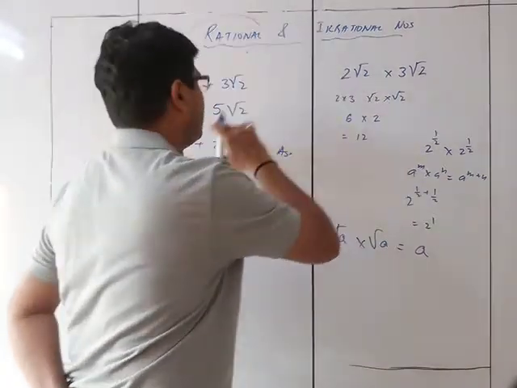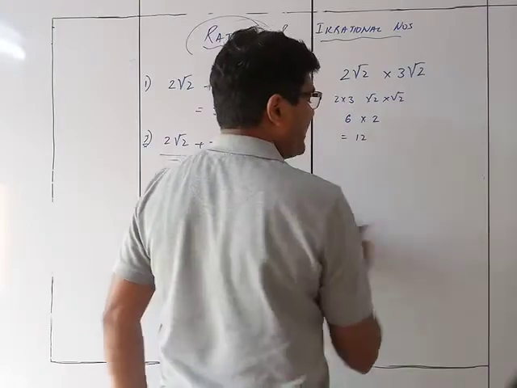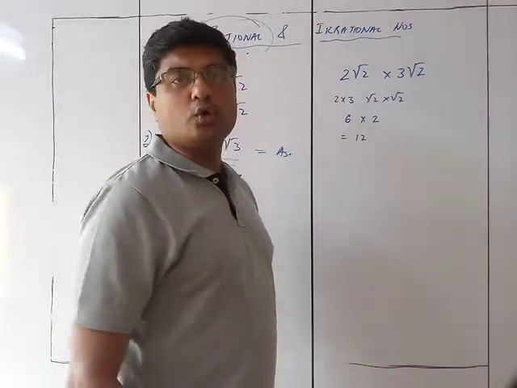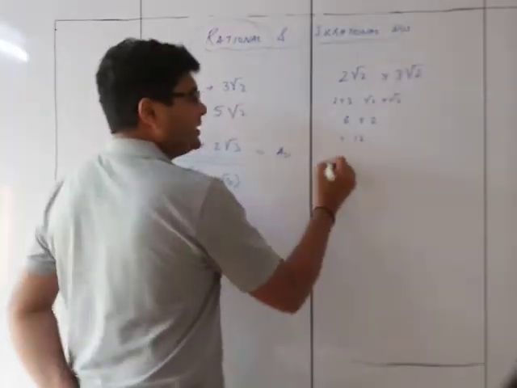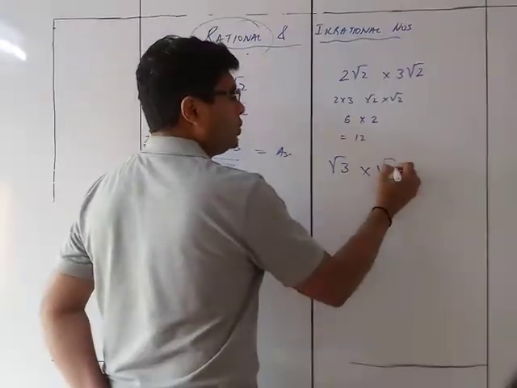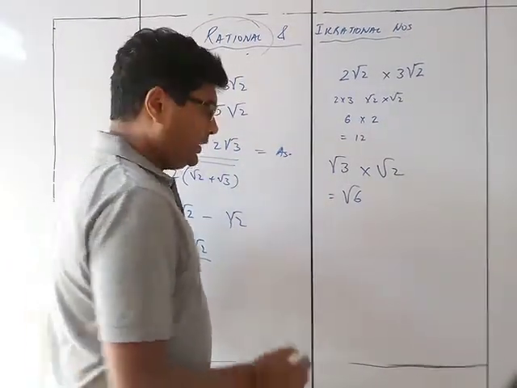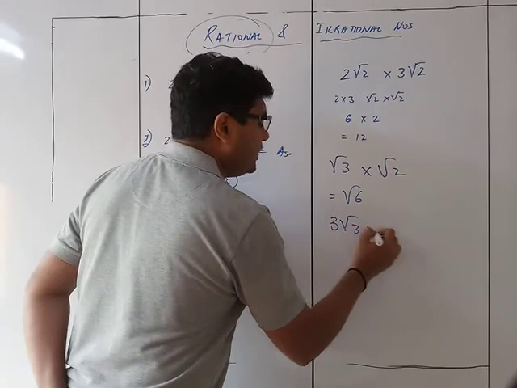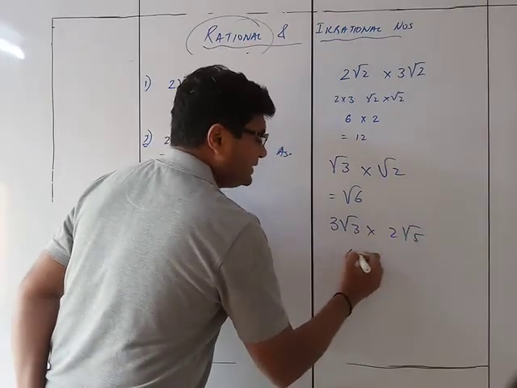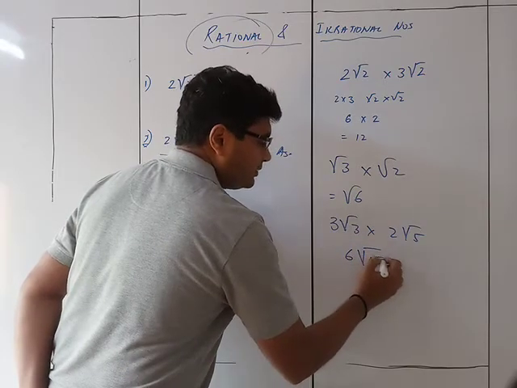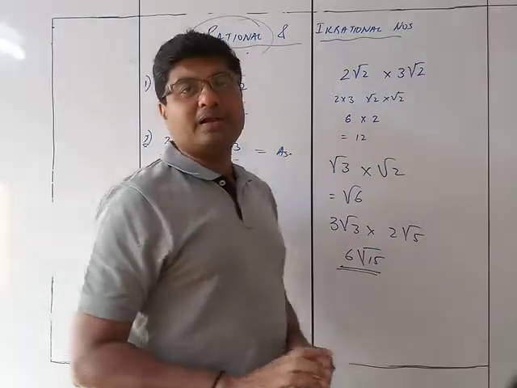So anything multiplied by itself will be the same number itself. So root 5 into root 5 is 5. Root 10 into root 10 is 10. Root 7 into root 7 is 7. Similarly, root 3 into root 2 will be equal to root 6. 3 root 3 into 2 root 5 will be nothing but 3 2s are 6 into root 15. Understood? So this is how you are going to multiply.